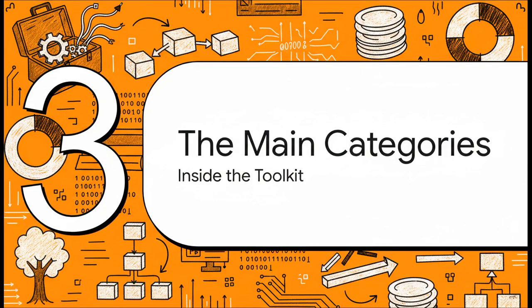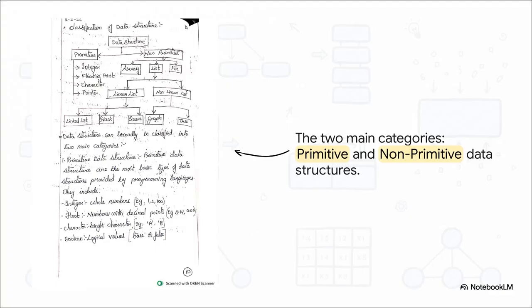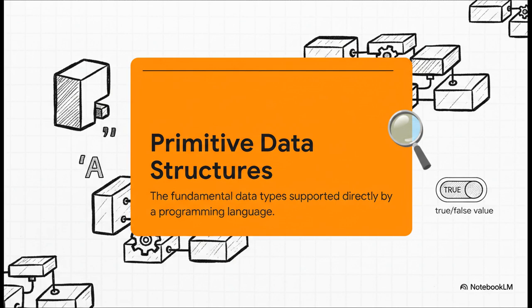Okay, so let's crack open this programmer's toolkit. When you get down to it, all these different data structures can be sorted into two main families. This right here, this is our map for the whole toolkit. At the very top, everything splits into two big camps, primitive and non-primitive. We're going to touch on primitive real quick, but our main focus is going to be on the non-primitive branch, which itself splits again into linear and nonlinear. So let's just get the primitives out of the way.